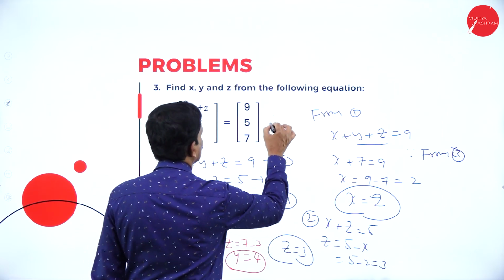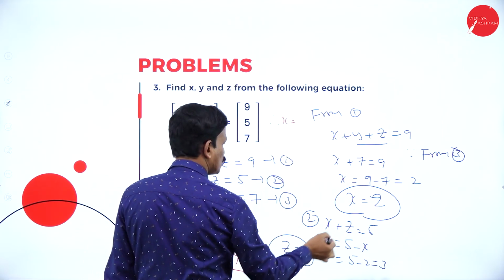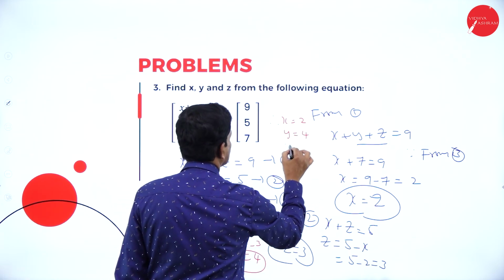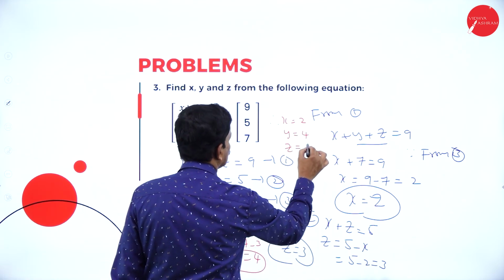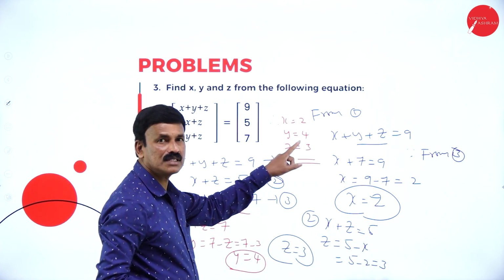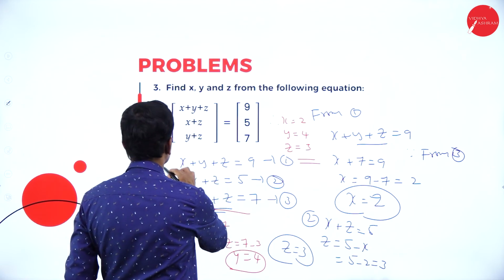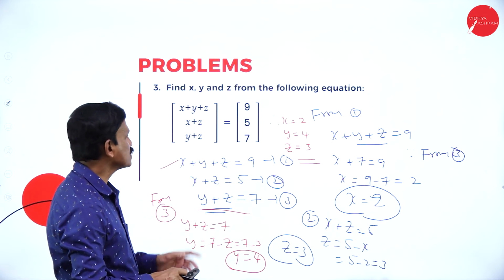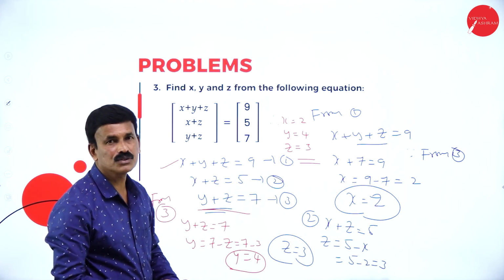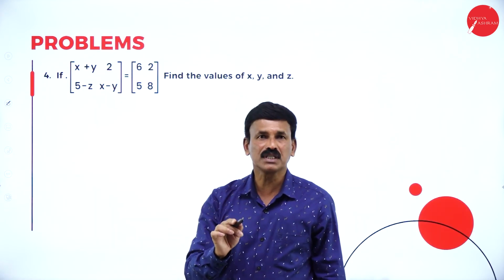So, therefore, the value of x is equal to 2, y is equal to 4 and z is equal to 3. See, if you add x plus y plus z, 4 plus 3 is 7, 7 plus 2 is 9, you will get the first equation. x plus y plus z, 2 plus 4 plus 3 is equal to 9, that's it. Now, let us come to the next problem.